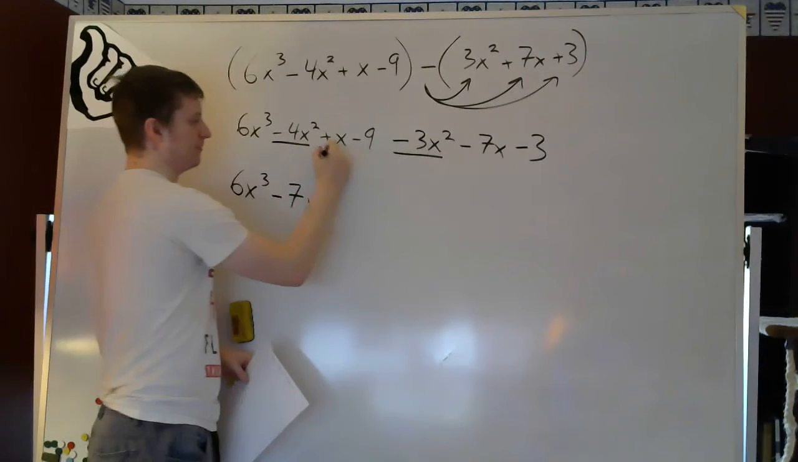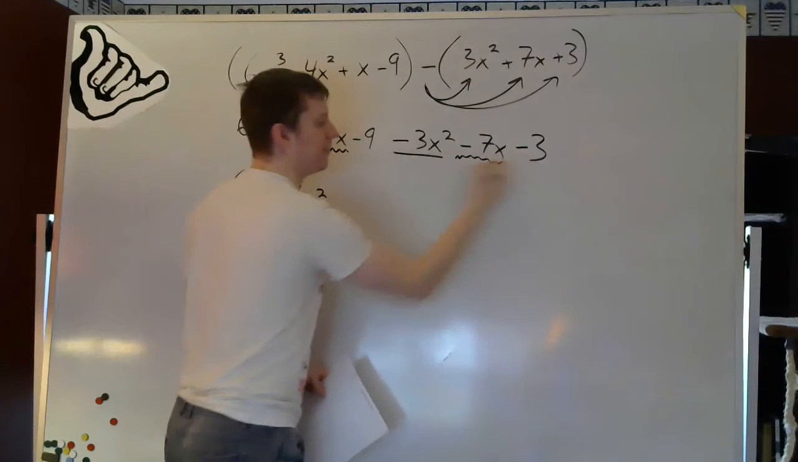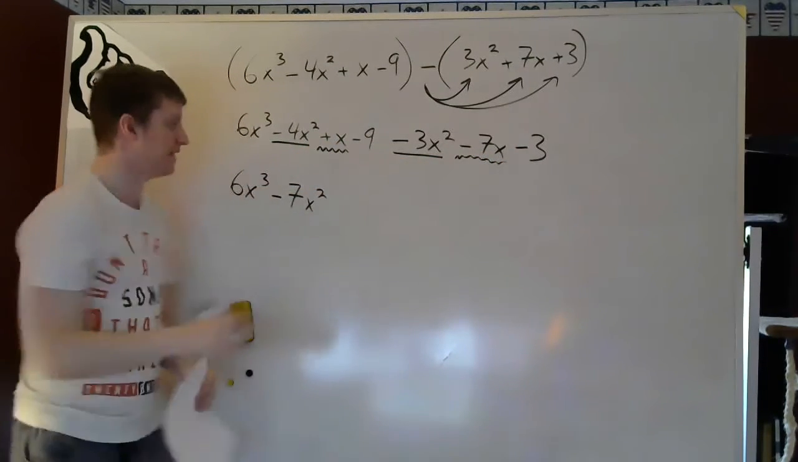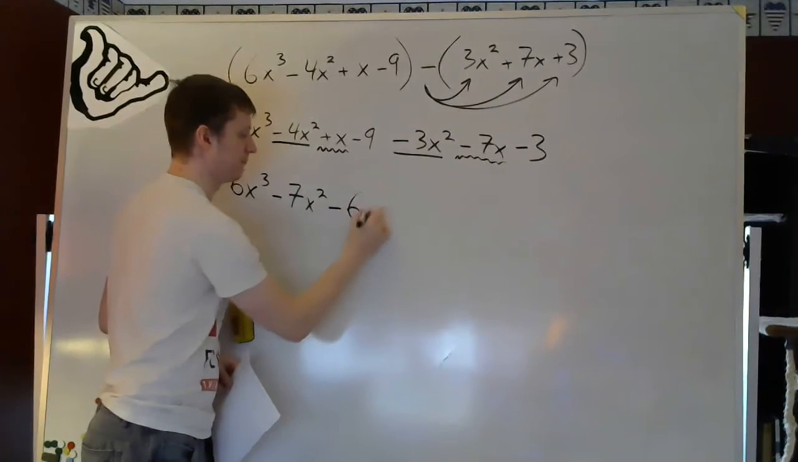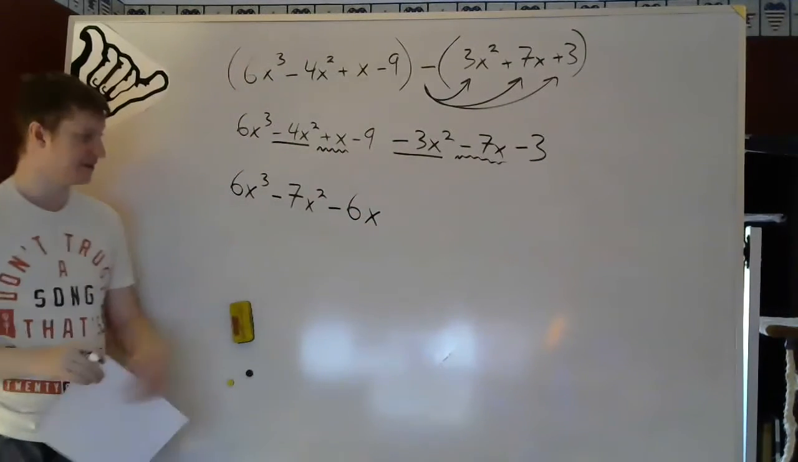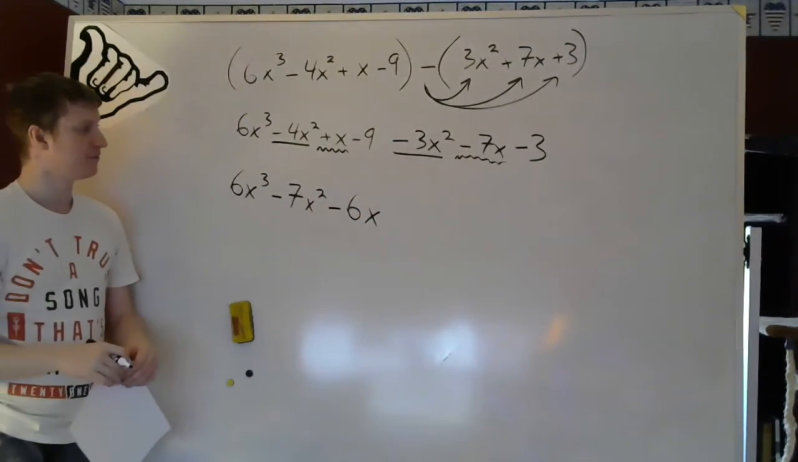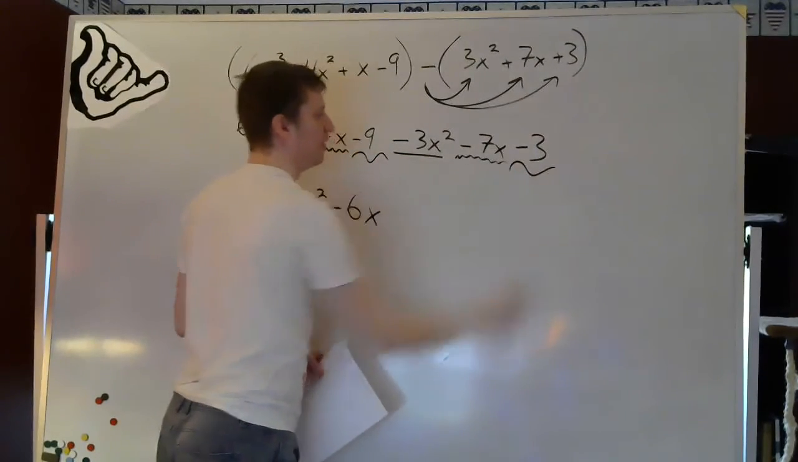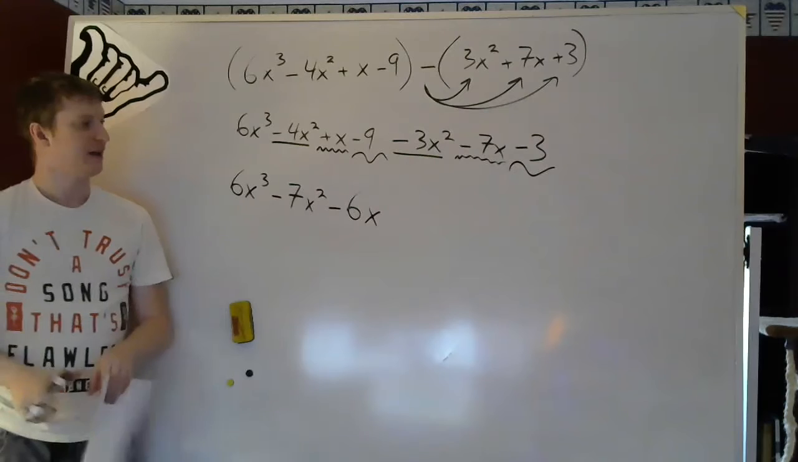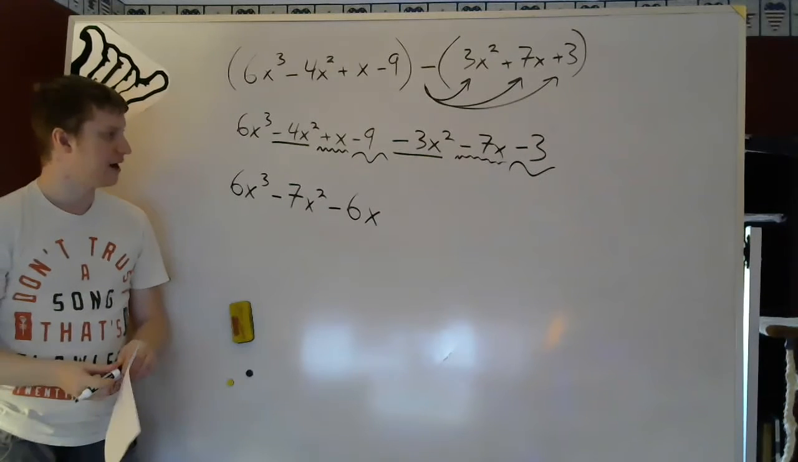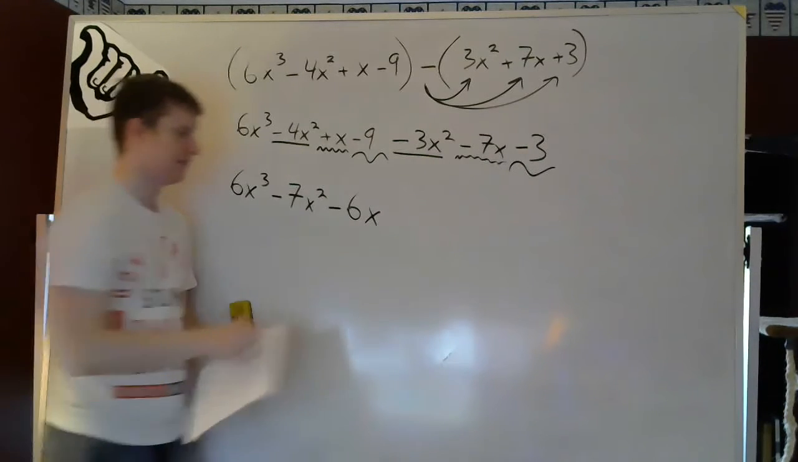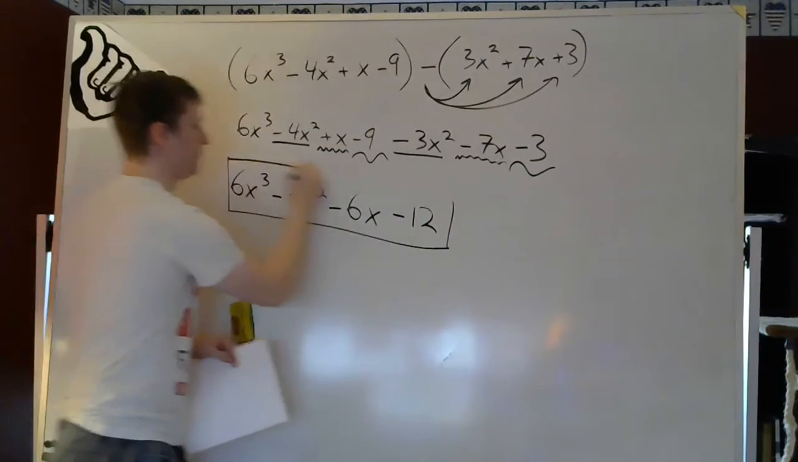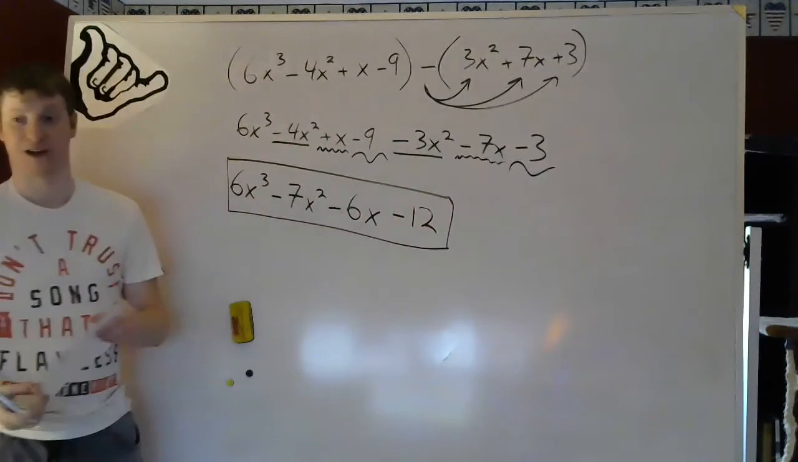For my x terms, looks like I do have a pair of those. So positive x minus 7x is negative 6x. That's 1 minus 7 to give you negative 6. And then last but not least, our numbers. So we have negative 9 and negative 3. Negative 9 minus 3 is negative 12. Here's our final answer for number 8.